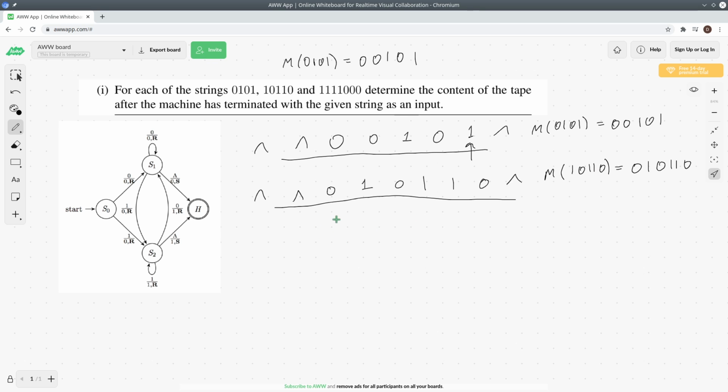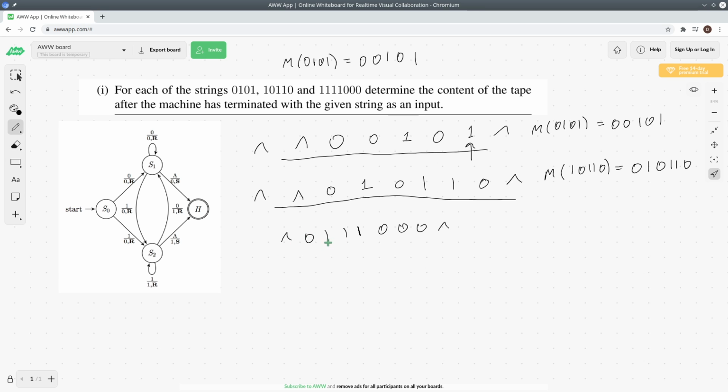Okay, and the last string to test is 1, 1, 1, 1, 0, 0, 0. And we can sort of see what this machine is doing is tacking a 0 onto the front of a string, but in a very obtuse way. So let's check that it does the same for this string. So we start on the leftmost end of the string. I see a 1, flip it to a 0, move right. I see a 1, so now I'm in S2.